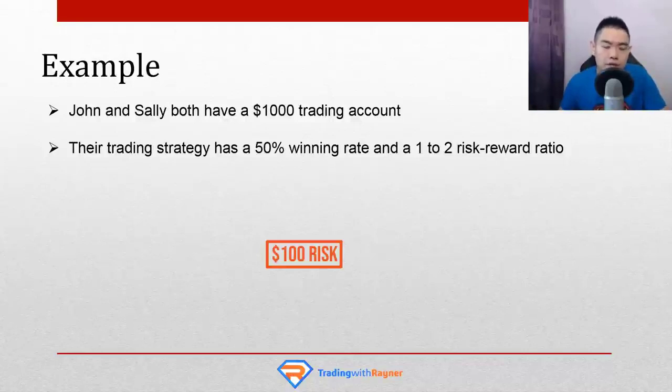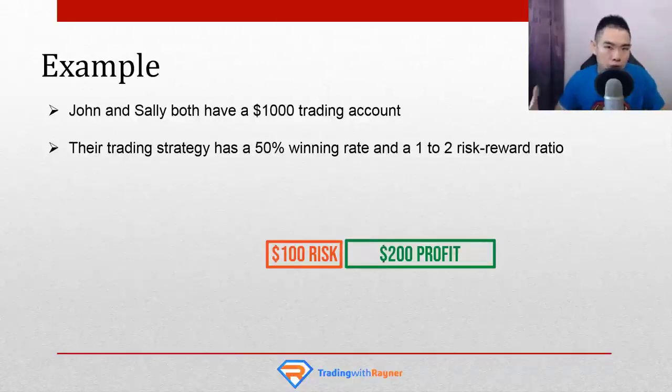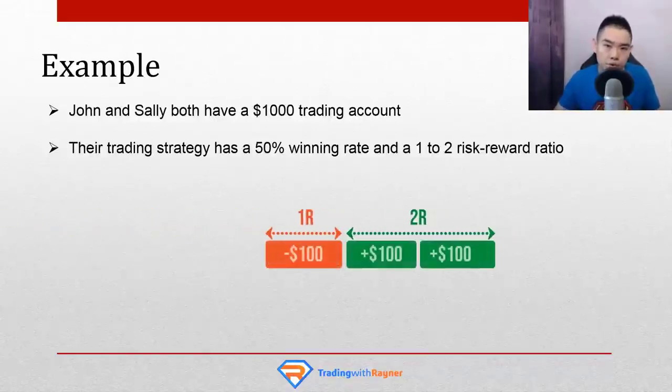And the outcome is favorable. Instead of losing $100, the market went in your favor and you made a profit of $200. In other words, this $200 is 2 times the amount that you had intended to risk initially. This is what we call a 1-to-2 risk-reward ratio. Your reward is 2 times your initial risk.